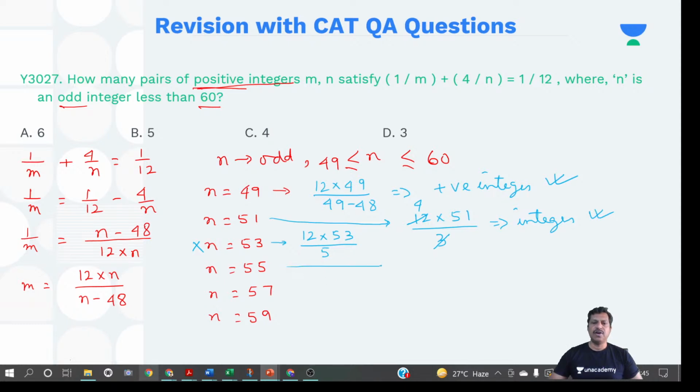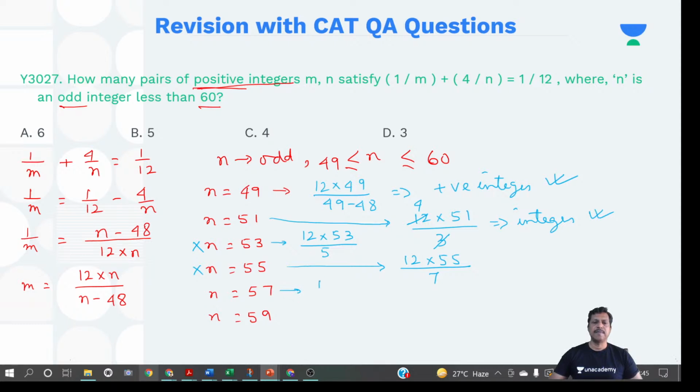And now if I go for the next one, 55. So 12 into n is 55 divided by 55 minus 48. So it will be 7. 12 is not divisible by 7, 55 is not divisible by 7. So it will not give you an integer. So this is also ruled out.